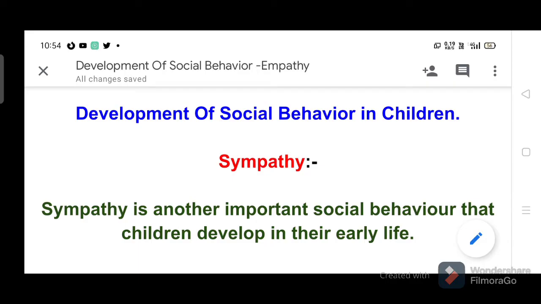Today's topic is development of social behavior like sympathy and empathy. In the last few classes, we discussed the social development of social behavior in children like leadership, cooperation, sharing, etc. Today, let us discuss the development of sympathy. Sympathy is one of the important social behaviors that a child should learn in his life.